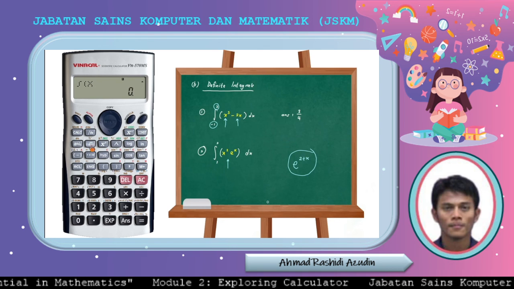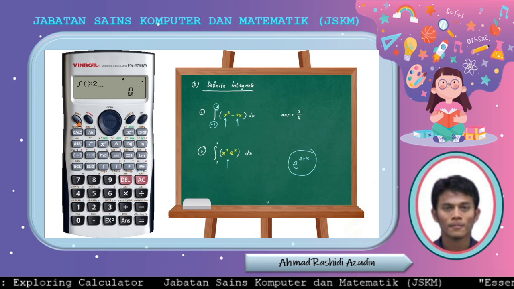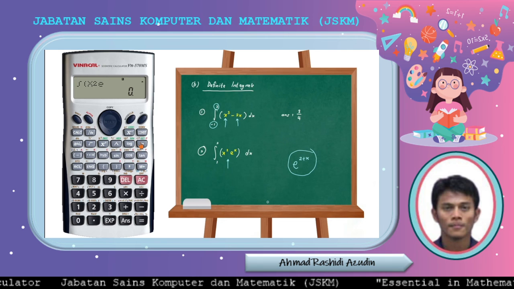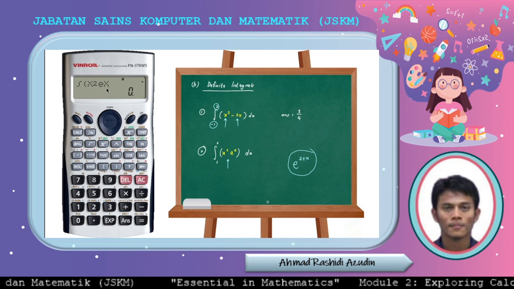Now let's go back to our question, which is x squared e to the x. So for this example, I use this feature, which is this brown e to the x. I press shift, this button, and then alpha x. So now I've inserted the inputs for the function x squared e to the x.